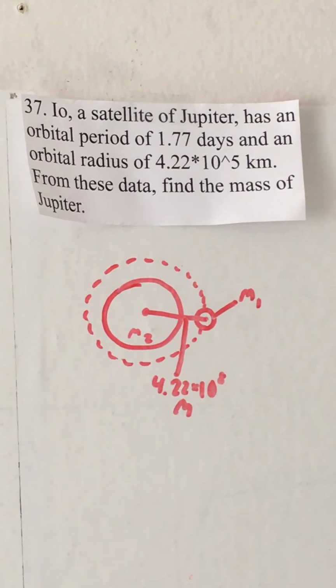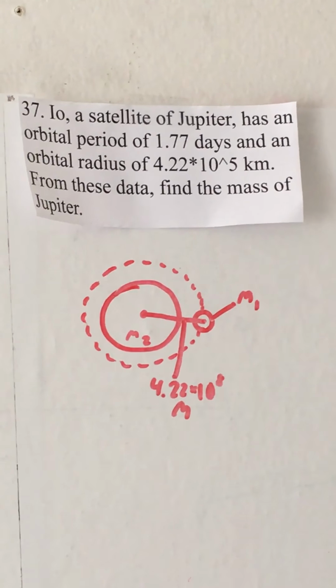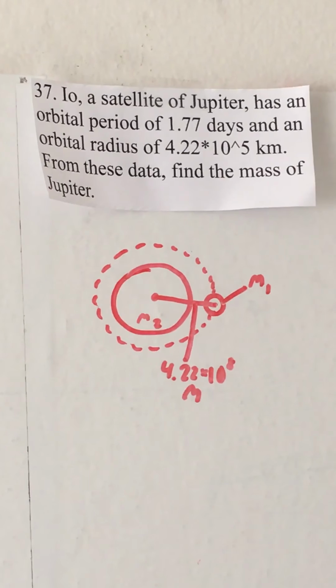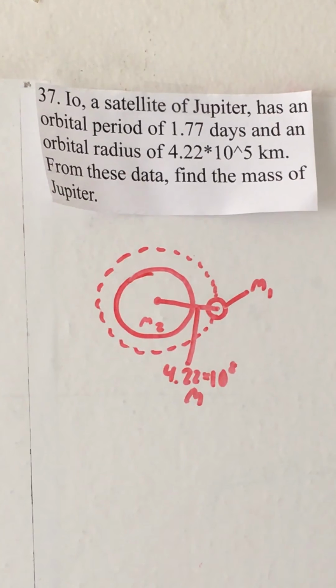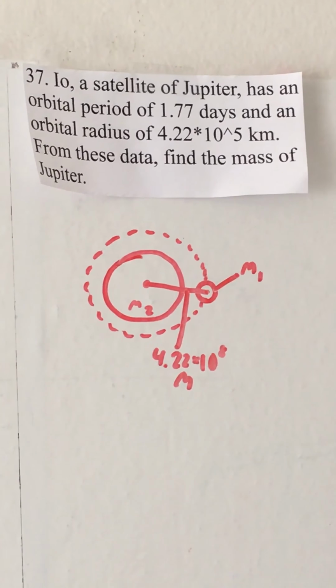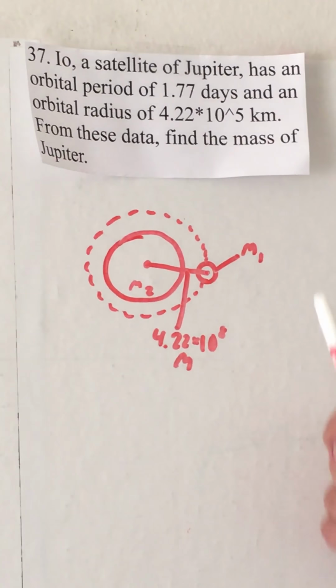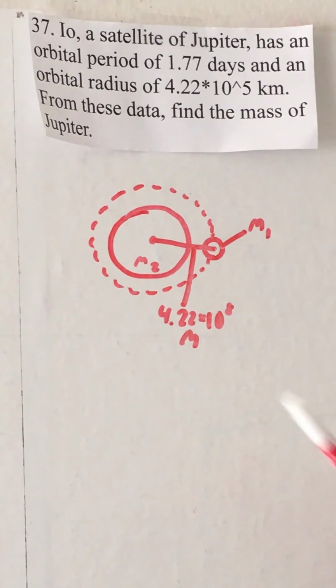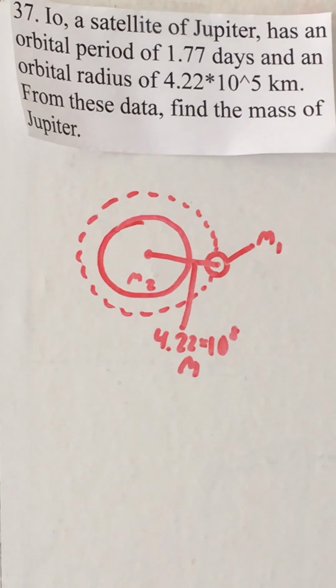Io, a satellite of Jupiter, has an orbital period of 1.77 days and an orbital radius of 4.22 times 10 to the 5th kilometers. From these data, find the mass of Jupiter. So first, we have to convert kilometers to meters, and it's really just 4.22 times 10 to the 8th meters.